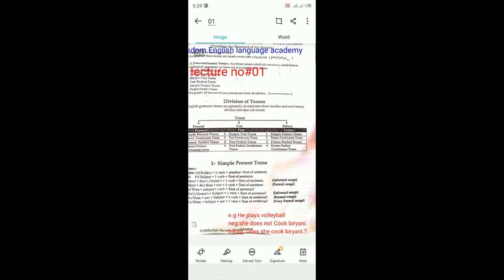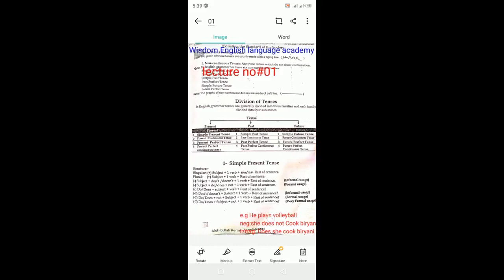Clear? Keep in mind, if you want to put s or es, the subject must be he, she, it or a singular noun. You cannot put s or es with a plural subject, or with they, you and we. Clear? Next, how do we make sentences? He plays volleyball. She cooks biryani. So what is it? It is a positive sentence of the present simple tense. Now keep in mind how to make negative sentences.